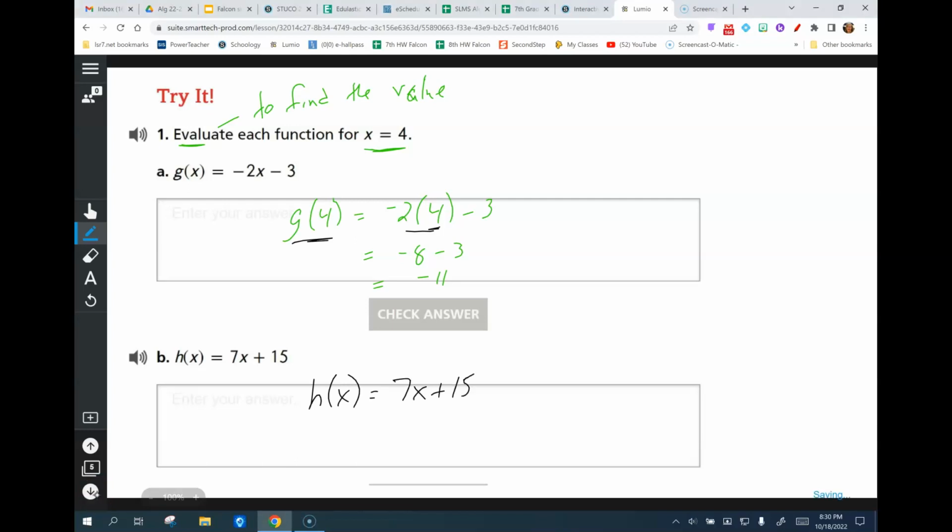So h of x is equal to 7x plus 15. And they're saying that x is equal to 4. So I'm going to find h of 4. What that means is any place where I see x, I'm going to put in a 4. So that's 28 plus 15. So h of 4 is equal to adding 43. So h of 4 is 43.